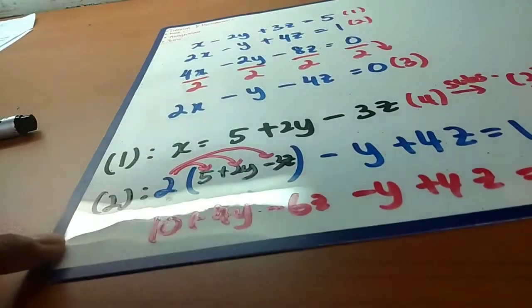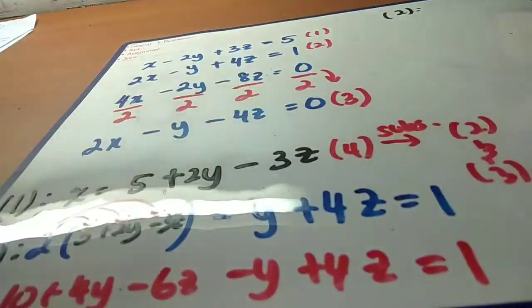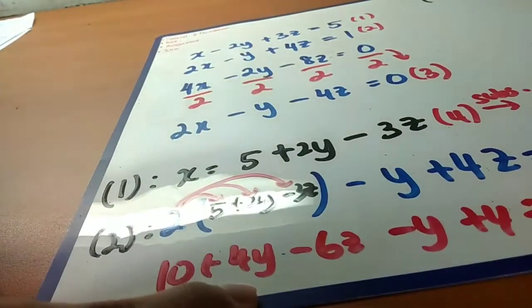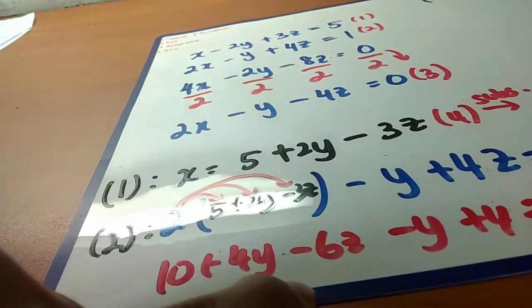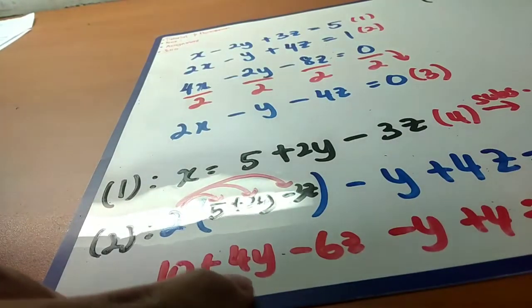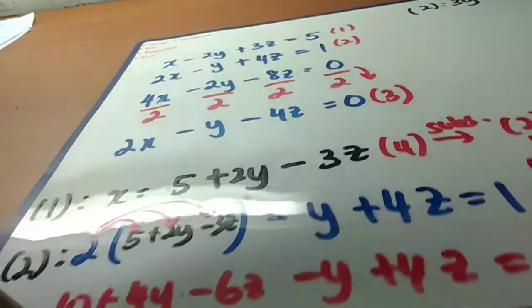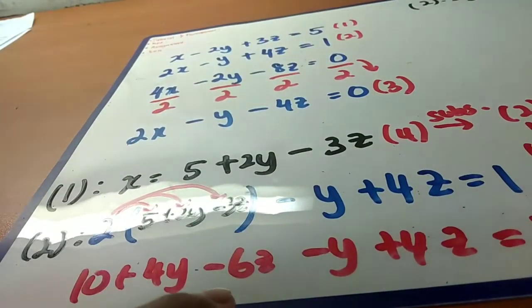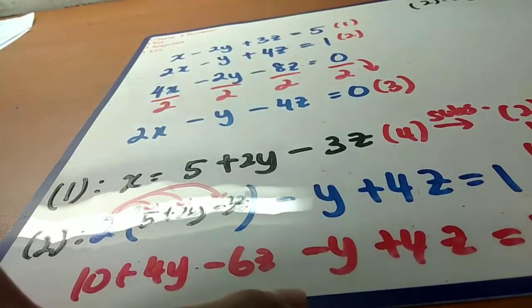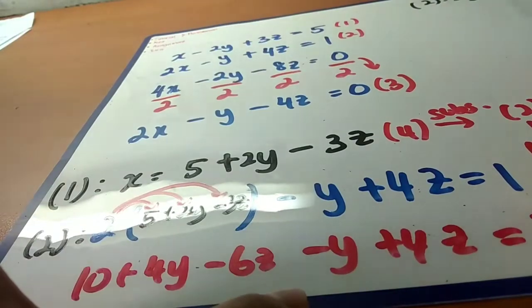And then we simplify equation 2. Here you have 4y, so let's collect the y terms together. 4y minus y is 3y. Basically it's 3y. And then for z, negative 6z plus 4z equals negative 2z.